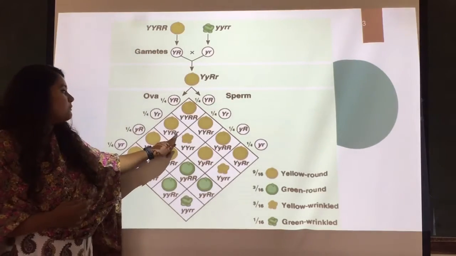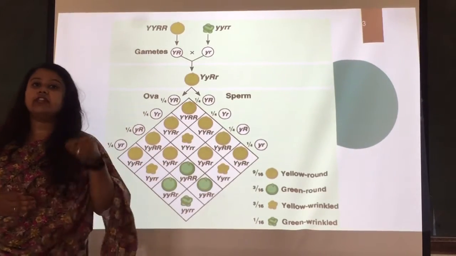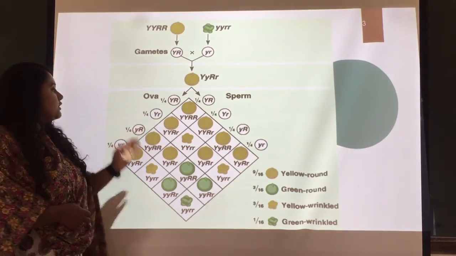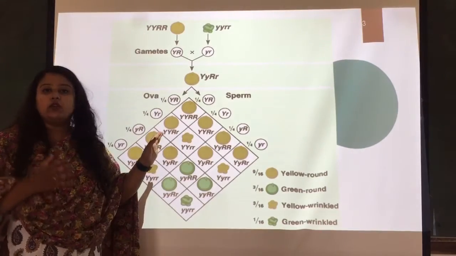So even though this small r is present, it does not express itself, so we can say the capital R is dominant over the small r. For this reason, this one will also be yellow round.